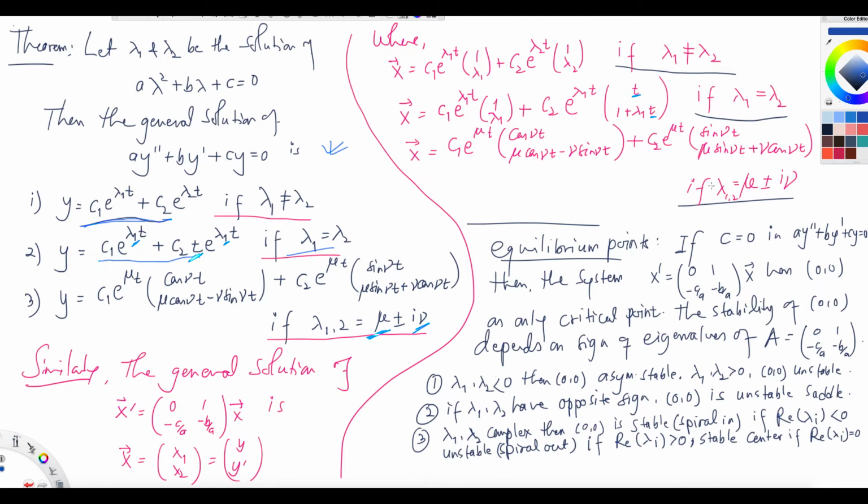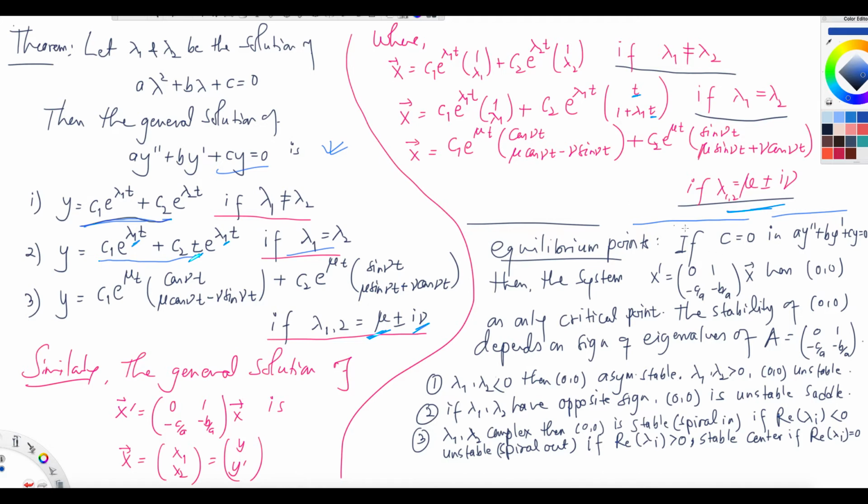And then if they have complex conjugate roots, then you will get c1 e^(μt) cosine νt, and so on. So you get exactly the same thing there, all right? This is the general solution for the second order linear homogeneous equation with constant coefficients, which is this equation, okay?